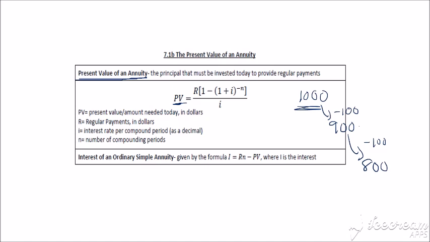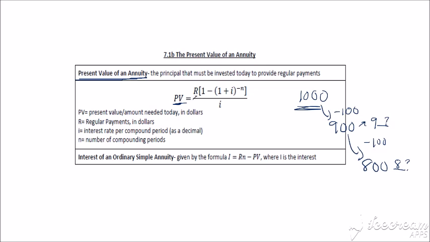it's not actually going to be 900. It's going to be 900 and something. It's going to be a little bit above 900, then a little bit above 800. Okay, so over the course of the investment, you're still actually making money.